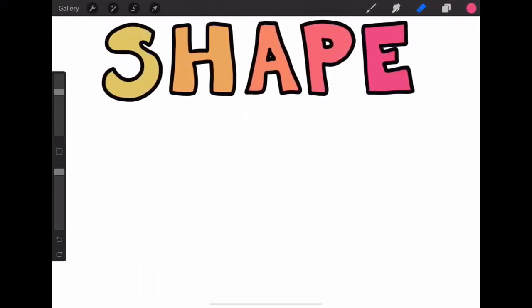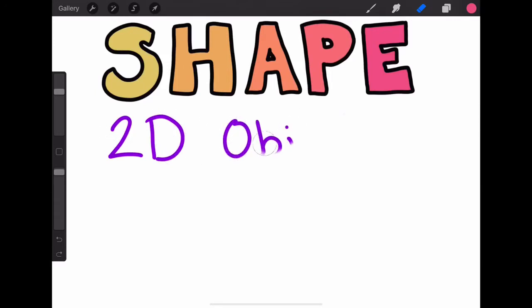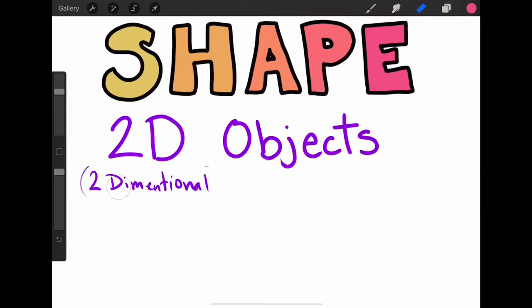All right, guys, this week's project is all about the art element called shape. Now, shape is something you're probably very familiar with, but you might mistake it with form a lot, which will be next week's. So shape is 2D objects. So let's talk about what that means. First off, what is 2D? 2D means two-dimensional.